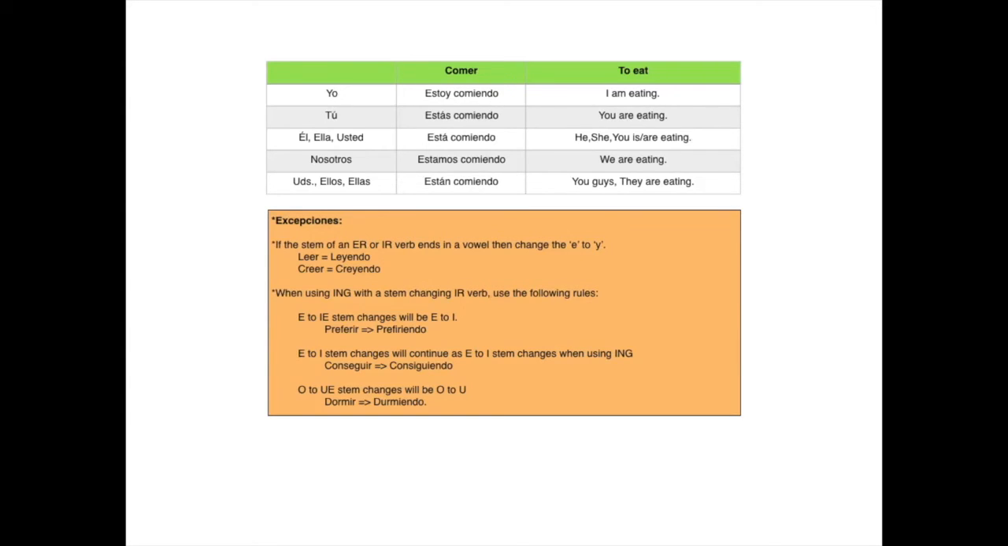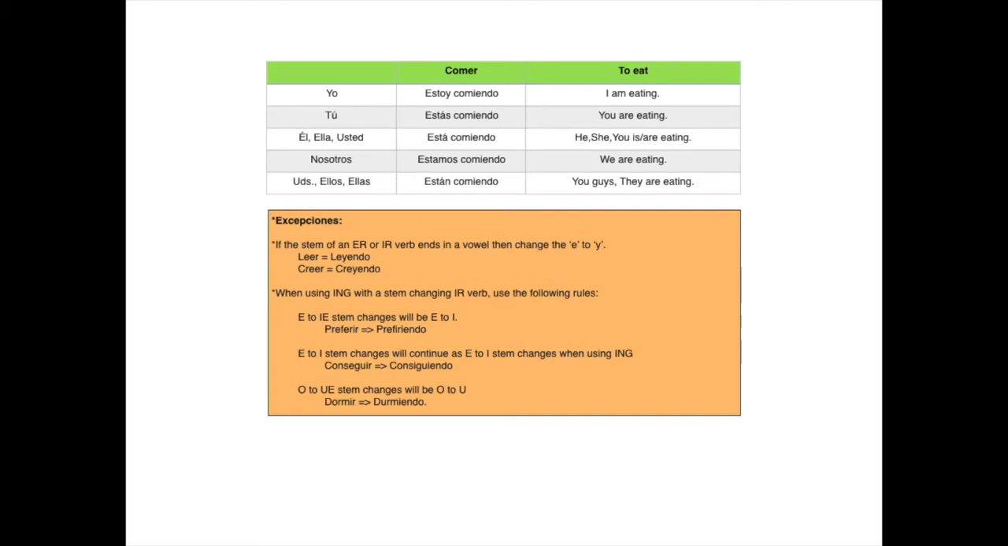Same thing with creer. We take that ER off, we're left with the verb stem, just CRE. Since that stem ends in a vowel, instead of saying iendo, we're going to change that I to a Y, and we end up with creyendo. All right?